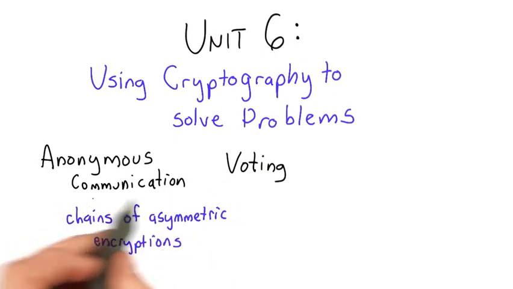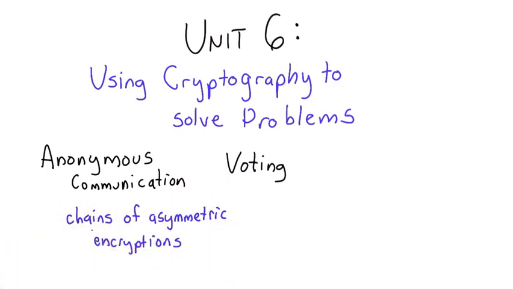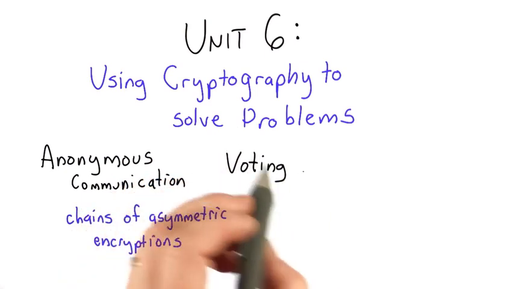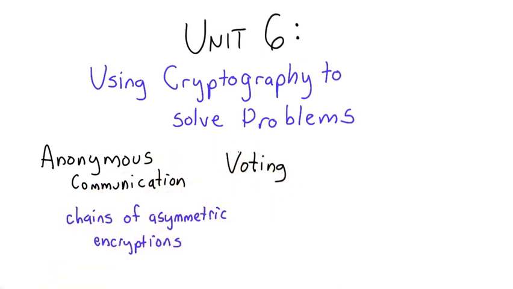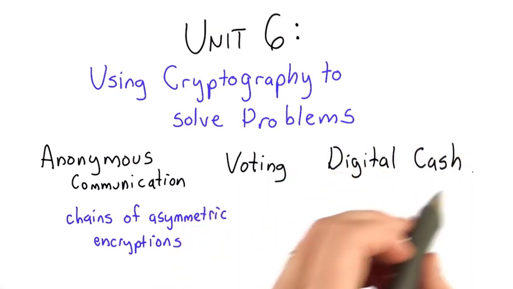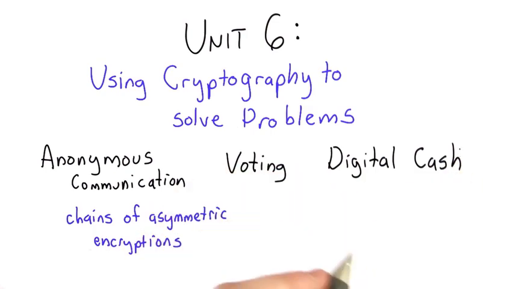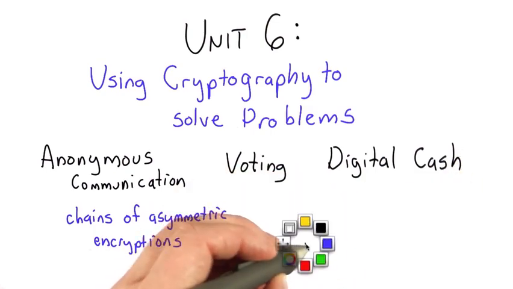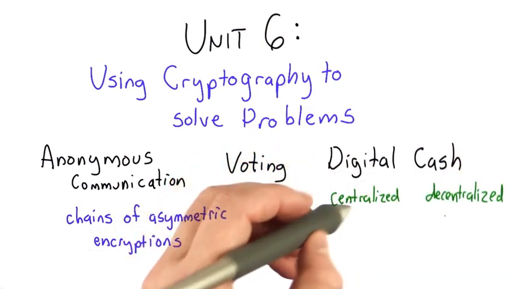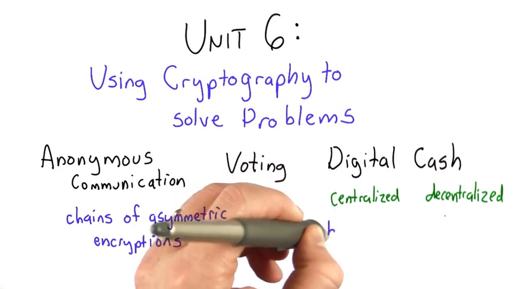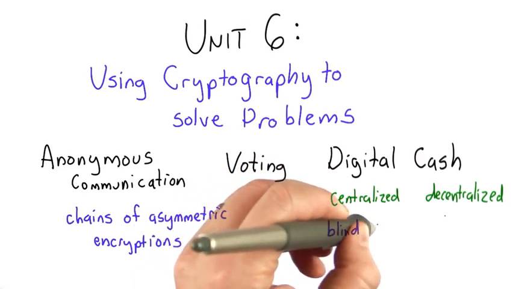This will also be done using a chain of asymmetric encryptions, but with some added features to ensure that the vote tally is correct. Then we'll look at ways to provide digital cash, a way to represent and transfer value similar to paper cash that can be done all with cryptography. This will involve introducing some new techniques. We'll look at a centralized way of doing that, which can be done using a new technique called blind signatures.